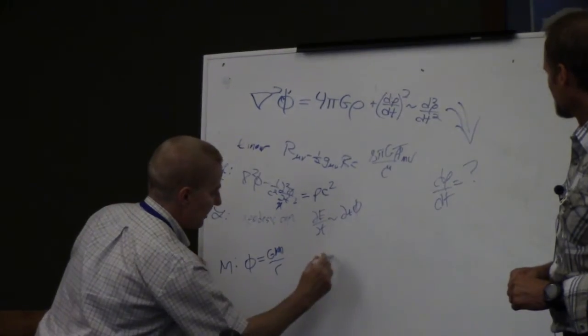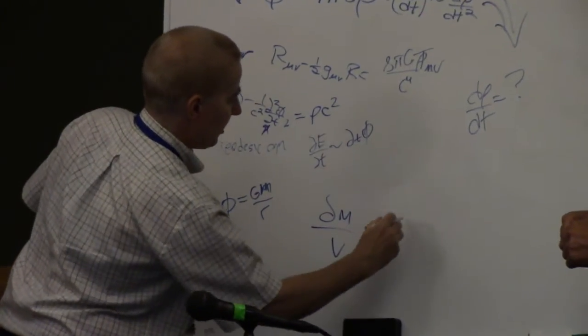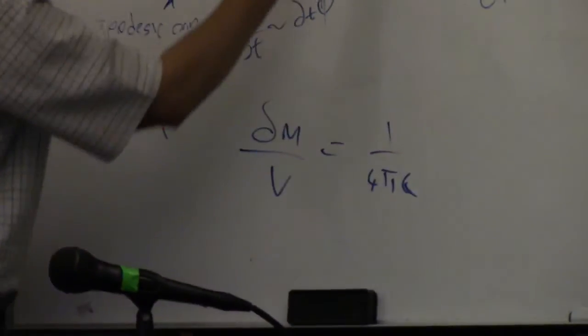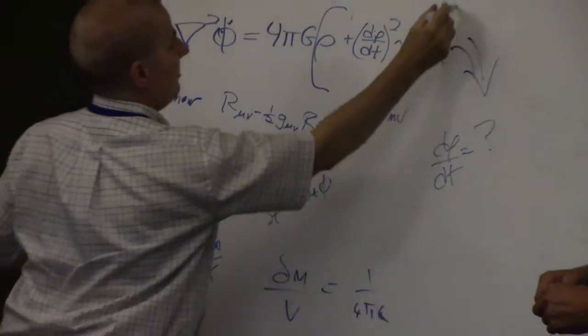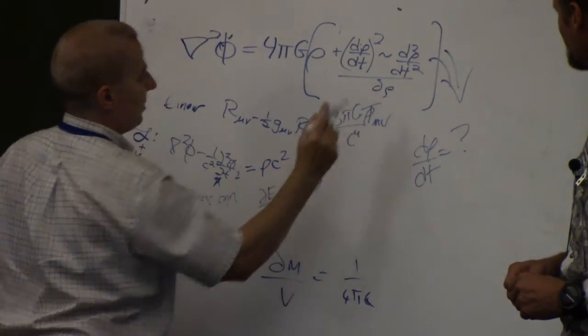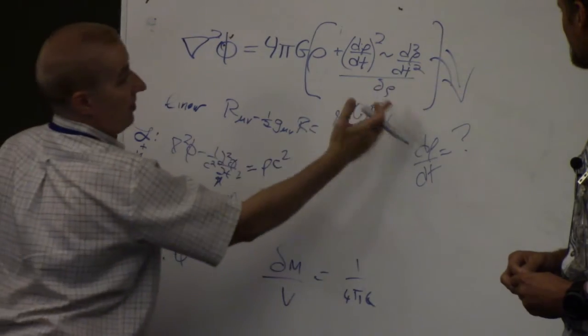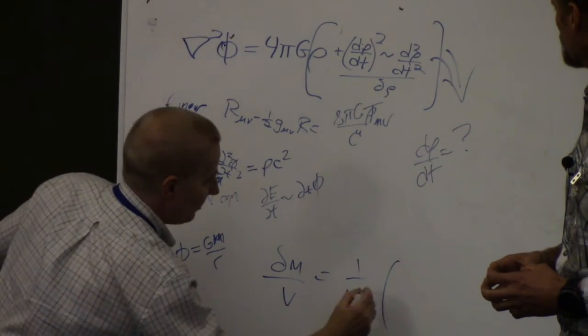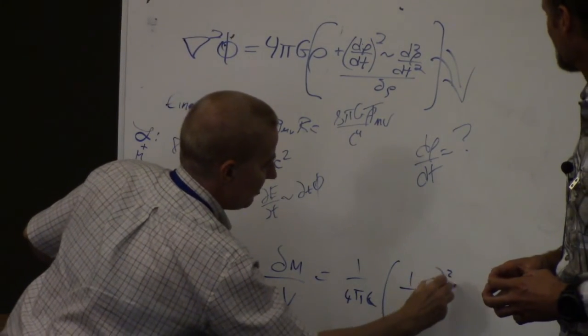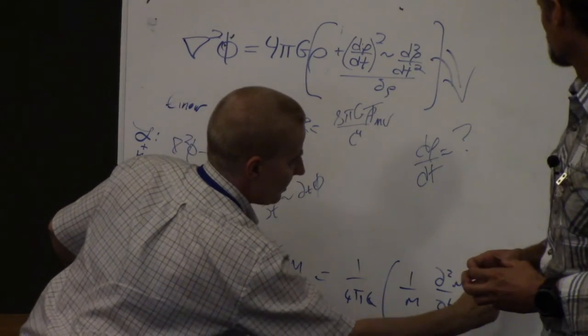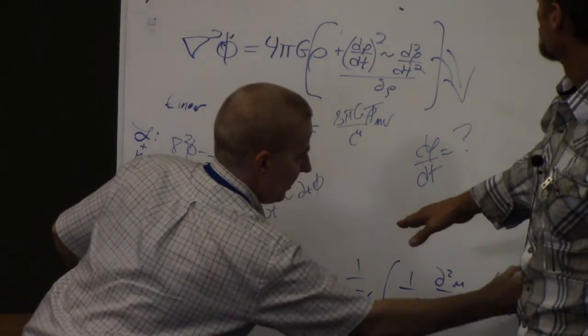What's the mass equation? It's the one I wrote on the board. It's this. The delta M over volume is 1 over 4 pi G. You put all that into a term like this, and you call that a delta rho, and then this is mass per volume. Mass per volume is equal to 1 over m t squared minus the dm/dt. But that's just the definition.